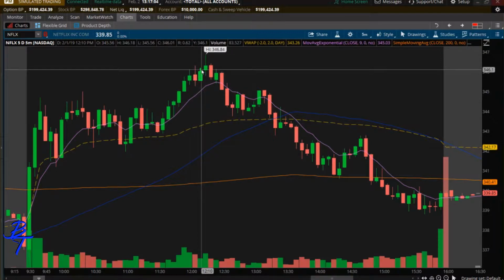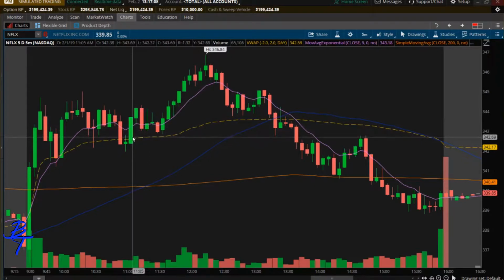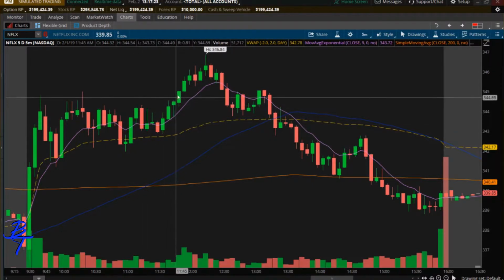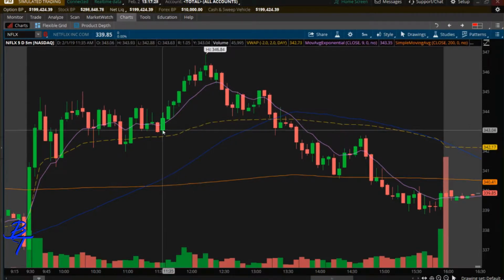So when you have big green candles like this, and it's just completely filled, that's an indication that the stock is moving up. You may have multiple green candles like here, meaning that at that time people were just buying it up, buying.